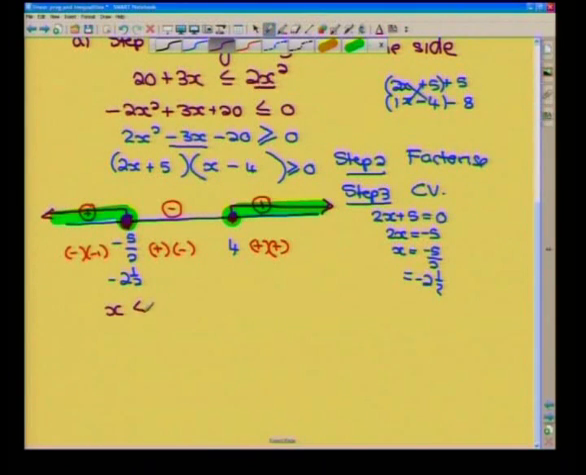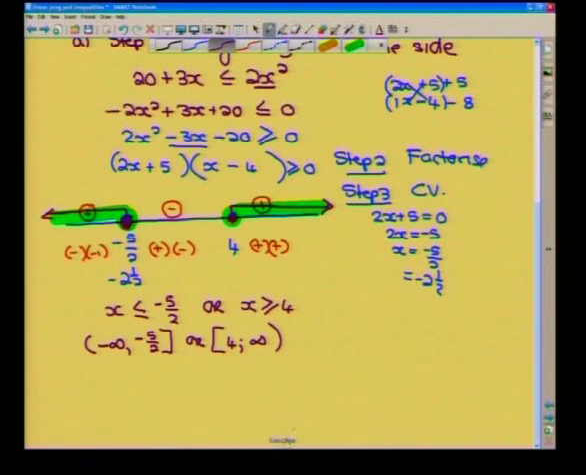Right, so how do we write it? We say it's x. The arrow is pointing this way, so it's smaller than or equal to minus 5 over 2. Or you can say x is greater than or equal to 4 because the arrow is pointing that way. If you want the other notation, it's minus infinity to minus 5 over 2 square bracket, or square bracket 4 to plus infinity. Just a little warning when you're using this notation. You must always make sure that you put the smaller number on the left and the bigger number on the right. If it's the wrong way around, your interval notation is incorrect. So just be aware of that. Whatever you do, smaller number on the left, bigger number on the right.